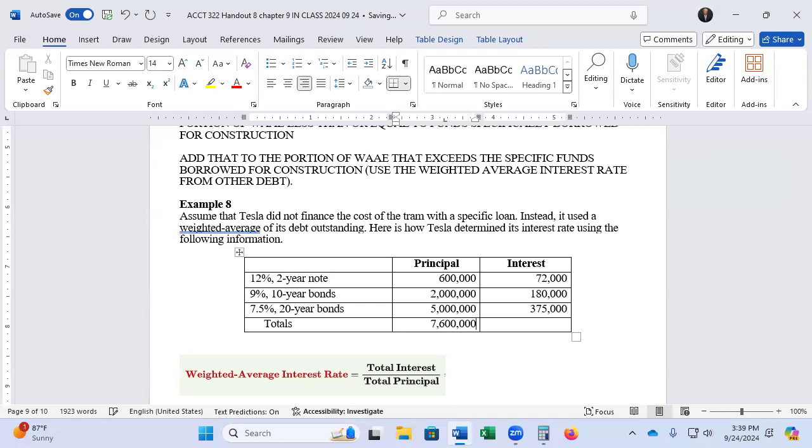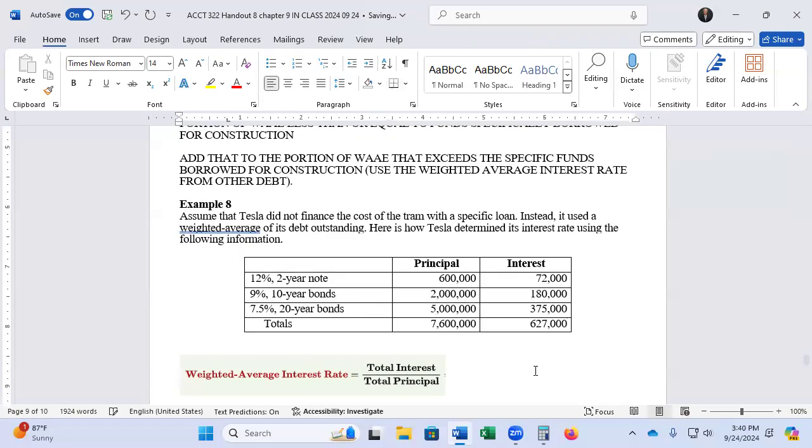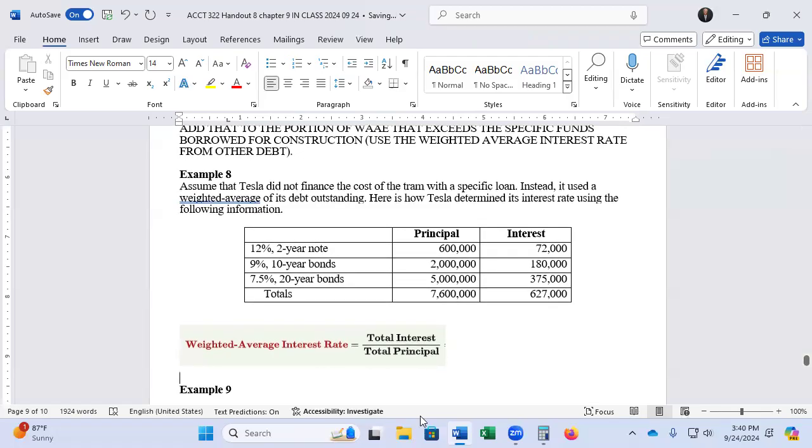$7,600,000. And our total $627,000. And we plug it into our formula, the weighted average interest rate. Total interest divided by total principal. So $627,000 divided by $7,600,000. And that equals 0.0825 or 8.25%.